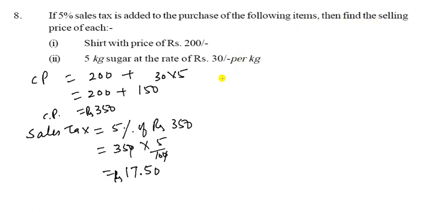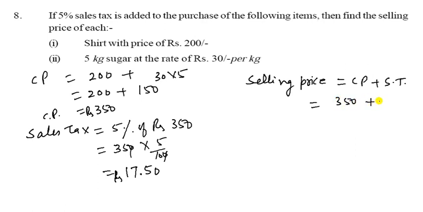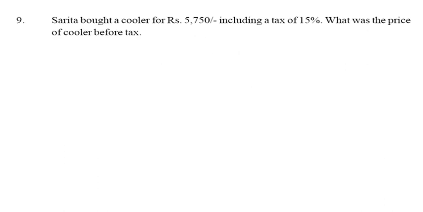So now the selling price. Selling price is equal to the cost price plus sales tax. Now add them: that is 350 plus 17.50. So that becomes rupees how much? It is 0.50, and here is 7, and 5, and 1, 6, and 3. So that is the selling price, and that is the answer. Now let us see the next one.